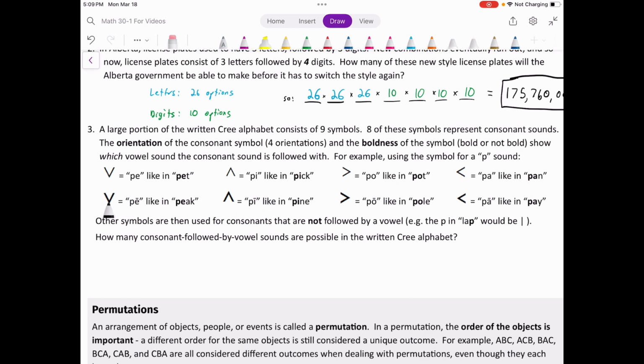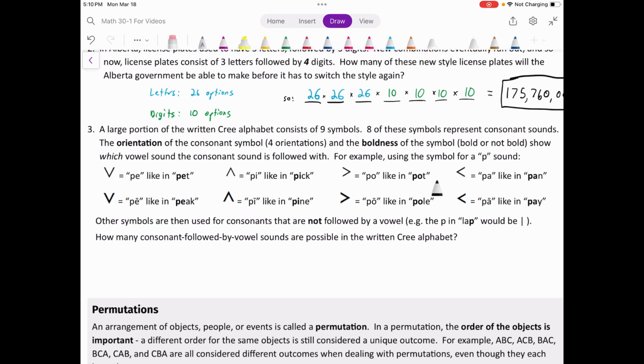Whereas if it's bolded, so same orientation, but now bolded, it's a long E sound, like peak, okay? Same thing, but bolded, it's a long I, like pine. Same thing, but bolded, long O, like pole, okay? And same thing, but bolded, it's long A, like in pay. Okay, so pretty cool, right?